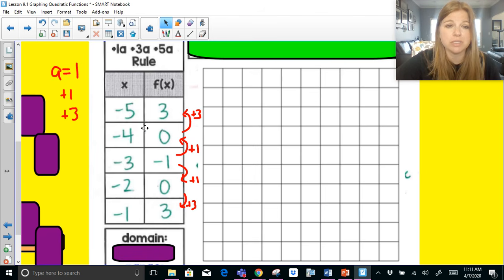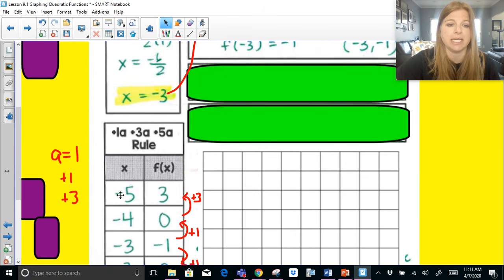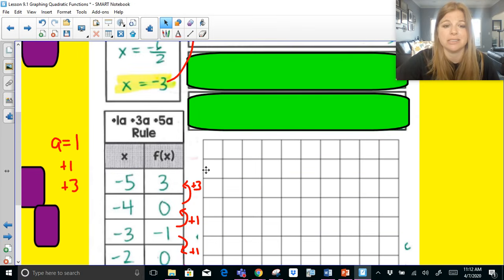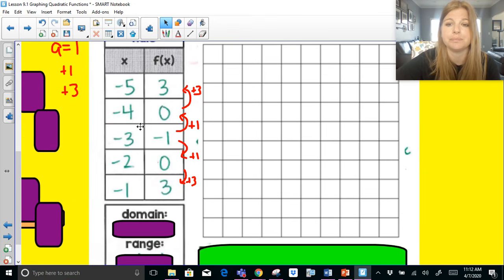If you didn't want to do this, you technically could go in and plug in this negative 5, and you'd have to take this negative 5, go back here, plug in a negative 5, and evaluate it. And if you plugged in a negative 5, guess what you're going to get as an answer? Positive 3. The same way we plugged in a negative 3 to get a negative 1. You could do that for all of the other points, but you could follow this a1, a3 rule.